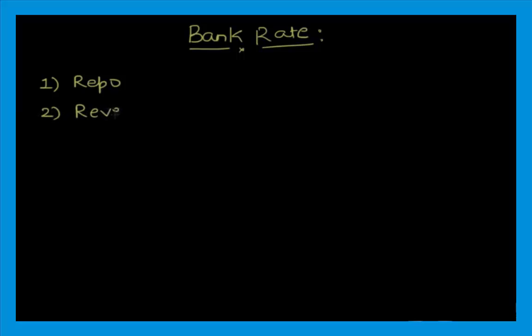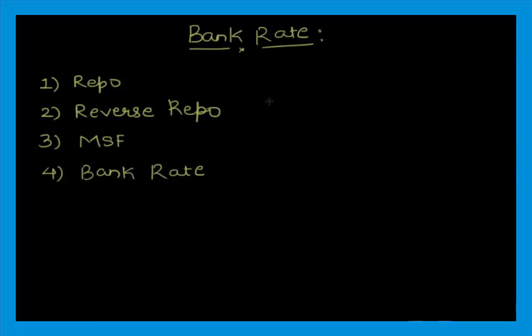Hi, in this video, we're going to throw some light on a very popular concept which is called the bank rate. Today, if you see on the RBI's website, there are four important rates that the RBI keeps publishing. The first is repo. The other rate is the reverse repo. The third rate is marginal standing facility rate. And the fourth rate is the bank rate. These are the four rates that RBI typically publishes on the website.